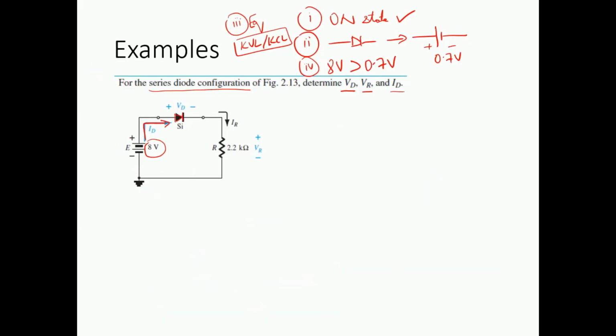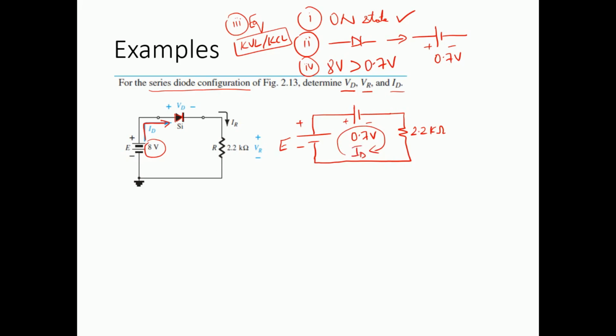So let us see how we can redraw this circuit. This is going to be our voltage source. The diode is going to be replaced by its equivalent circuit, and then we can have our resistor over here. So this is the value of E, this is 0.7 volts, and this is 2.2 kilo ohm, and the KVL that we are taking is in the clockwise direction.